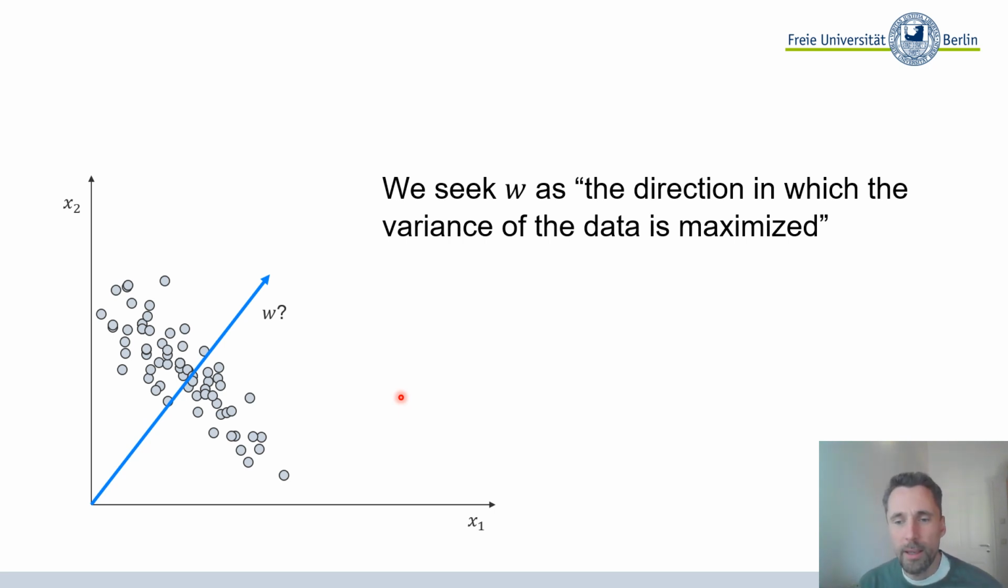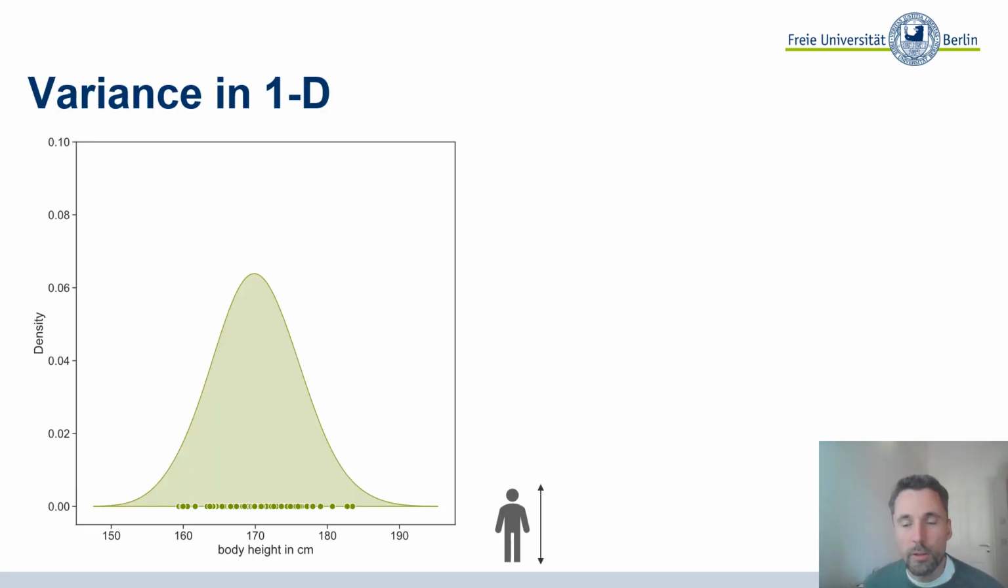So when we say, okay, we seek a vector W that maximizes the spread of the data along this direction, what do we actually mean by this? So let's have a look at variance first. Variance in 1 dimension is a property of a data distribution.